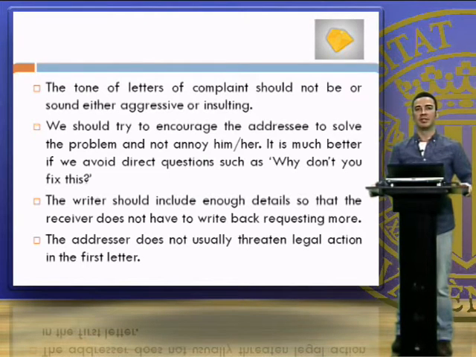The writer should include enough details so that the receiver does not have to write back requesting more. The addresser does not usually threaten legal action in the first letter. We should wait for a couple of attempts to do so.